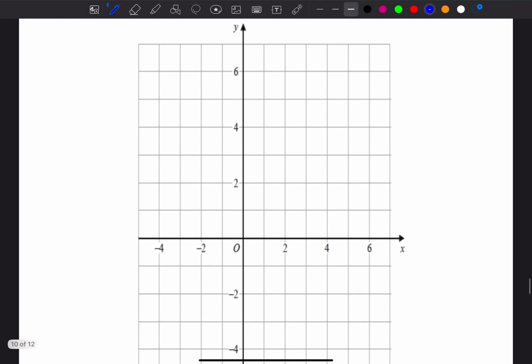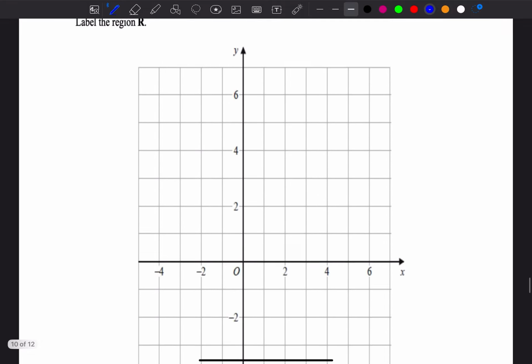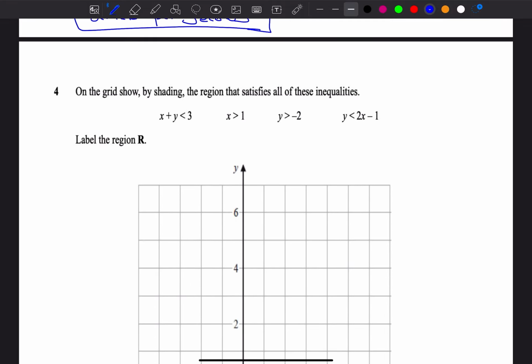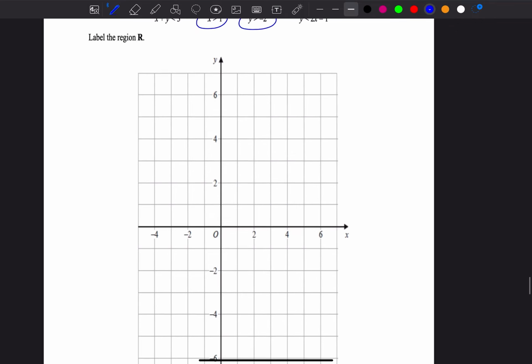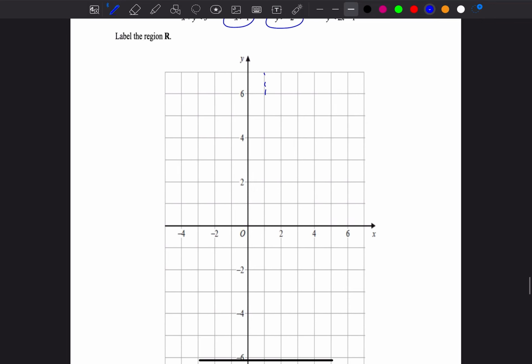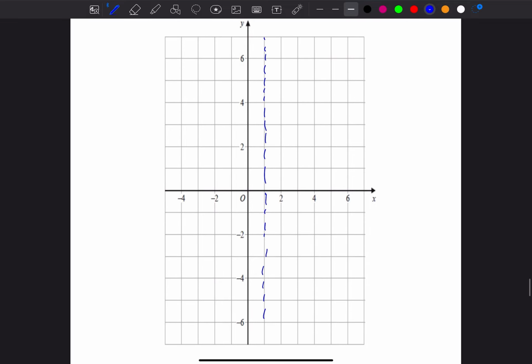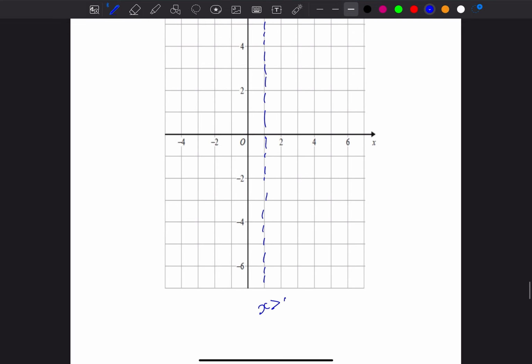The next one, inequality graphs. The first one we will always draw that one and that one. Make sure it's a dotted line. X is greater than 1. So go to x-axis 1. That's 1 on there, right? That's x is greater than 1.